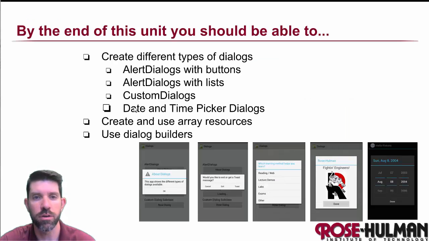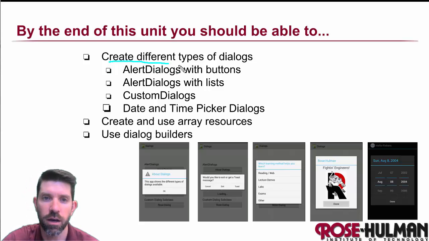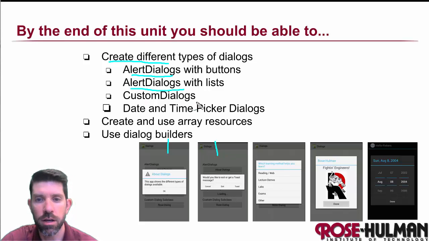So what are our goals for the unit? By the time we are done, you will be very good at creating different kinds of dialogues, right? The first few that we saw were called alert dialogues, so it's actually these couple right here. We're going to look at some alert dialogues that also have items in them, like this one, and we'll see how we can customize it to different looks. Custom dialogues, as we saw, can have any sort of layout.